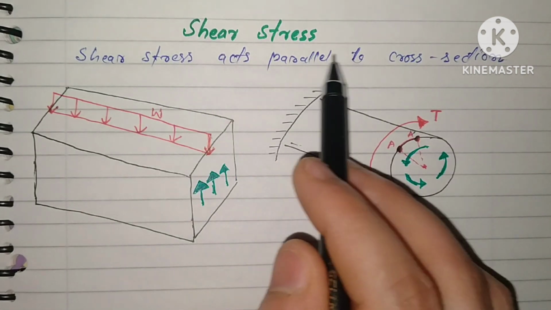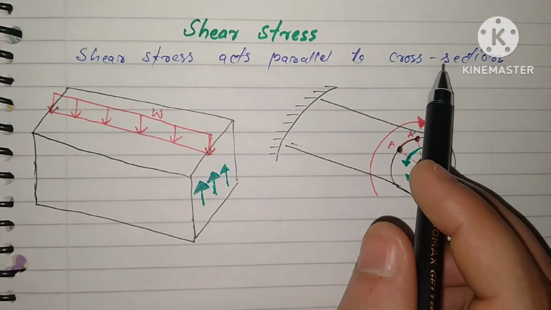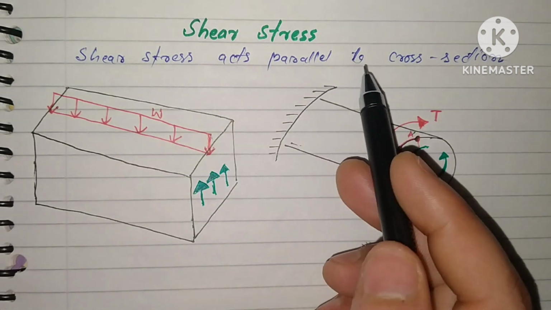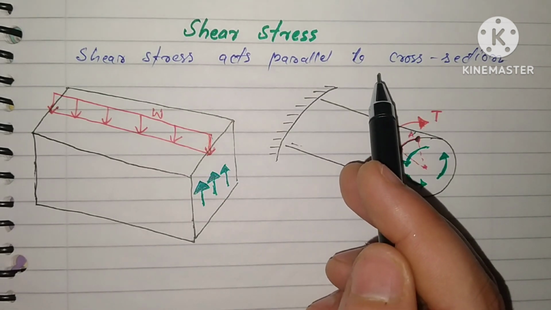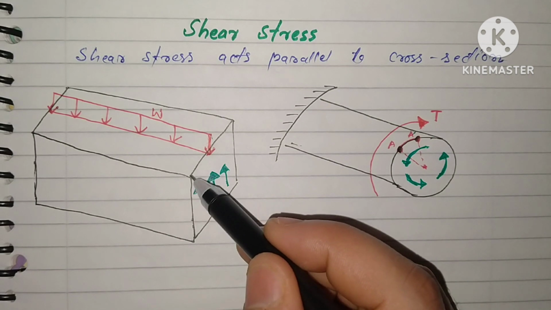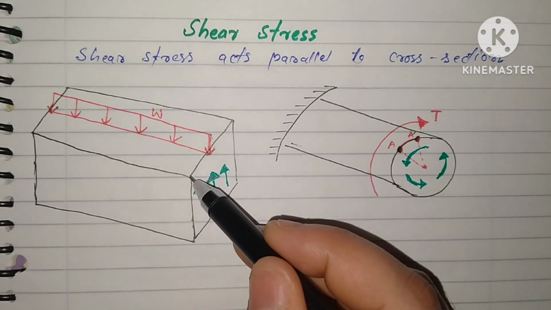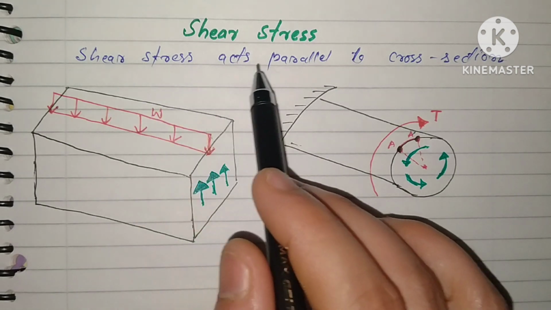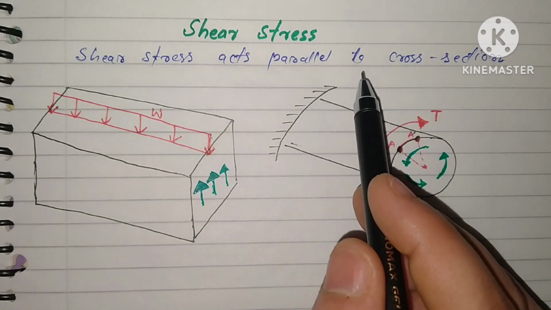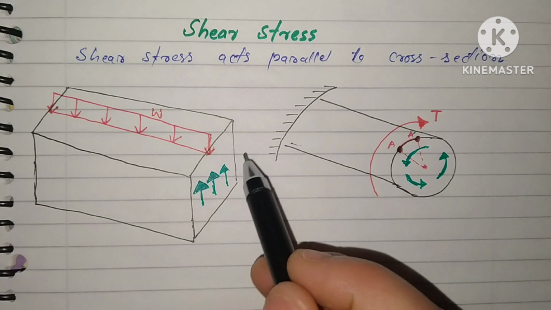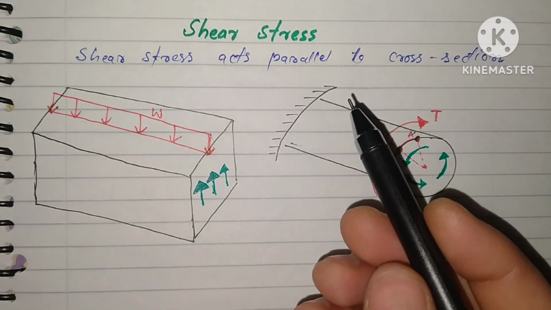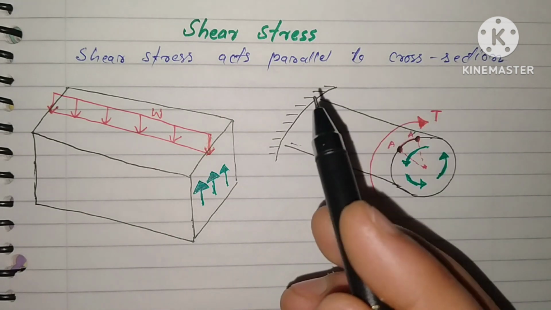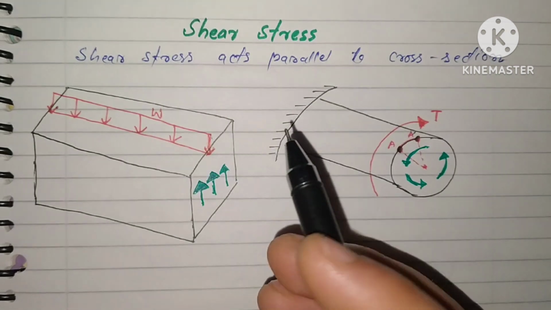Shear stresses act parallel to the cross section. We already know that shear stresses are parallel to the cross section and normal stresses are perpendicular to the cross section. If this is the cross section, the shear stress will be parallel to this cross section. That is, shear stresses are in the plane of the cross section. The shear stresses may be developed due to torsional loading, or due to transverse loading, or due to eccentric loading.